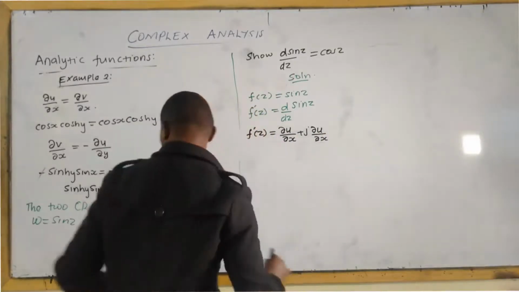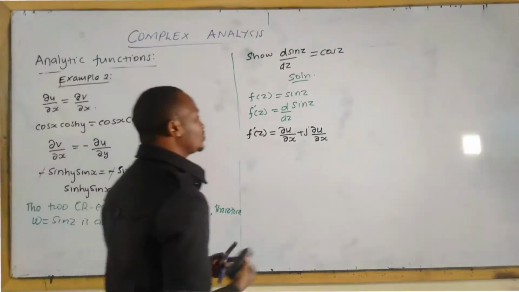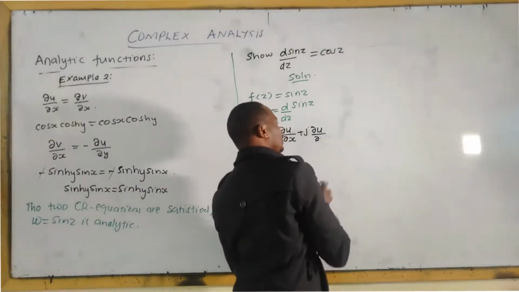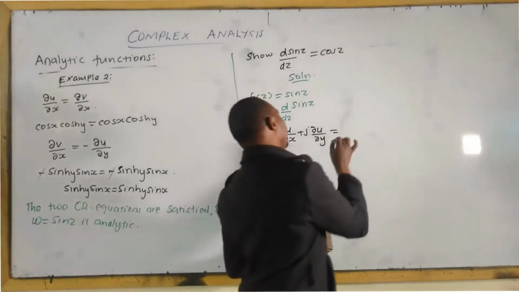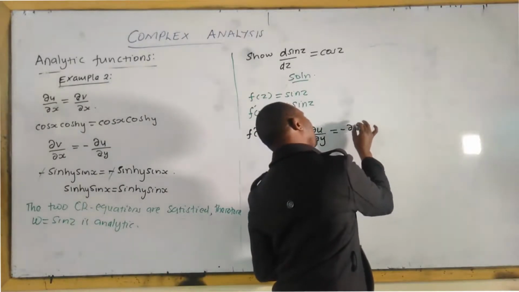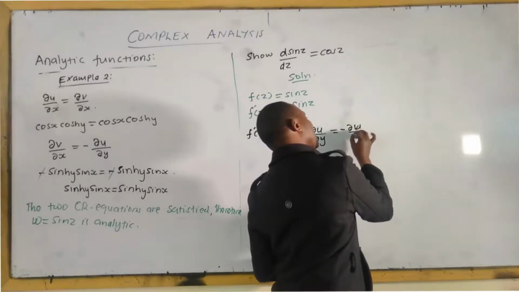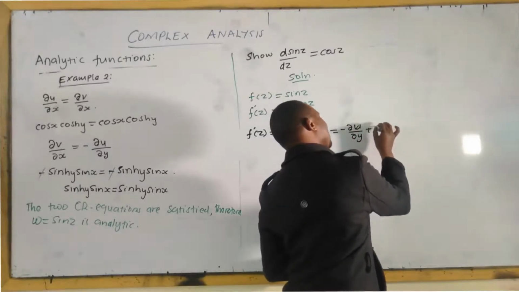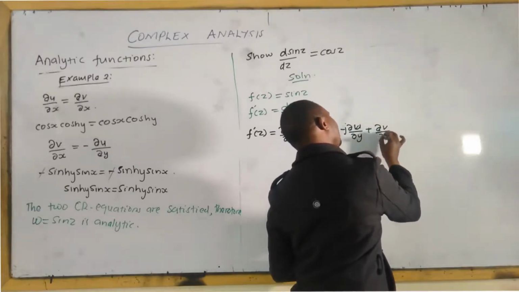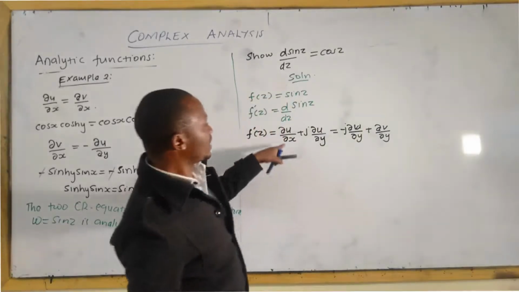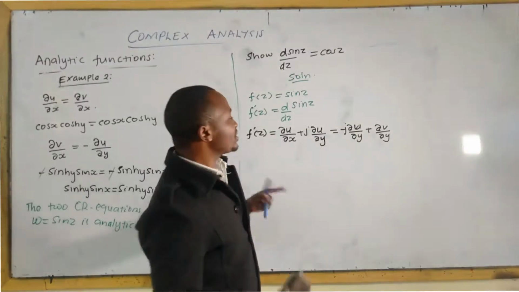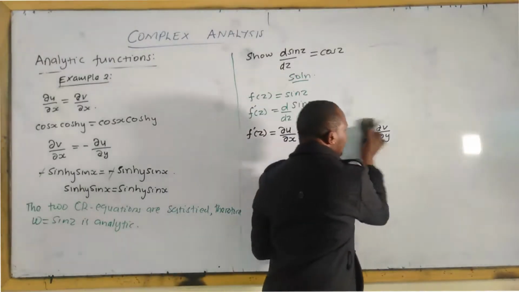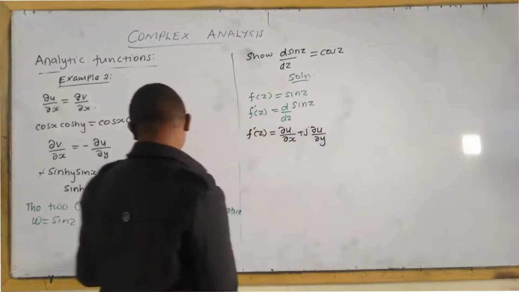So the partial derivative of U with respect to Y, which can also be said to be negative partial derivative of U with respect to Y plus, here there is a J, plus partial derivative of V with respect to Y. You can use either of these two. I'm used to using the first one. Let's just use it.